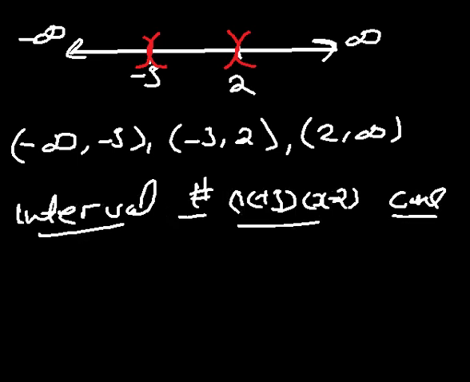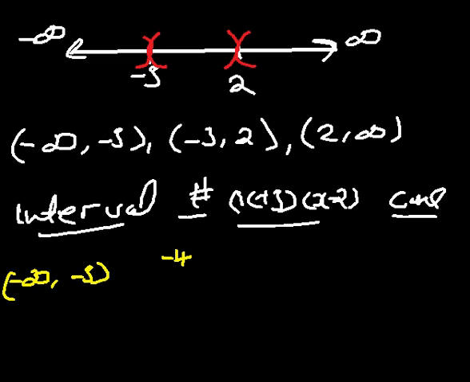So what is the first interval? The first interval is given as negative infinity to negative 3. What is the test number within this interval? Let's think of having it as negative 4. That's a value within this interval. So now we'll have to substitute negative 4 into this.